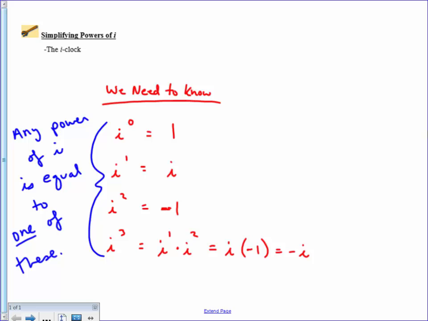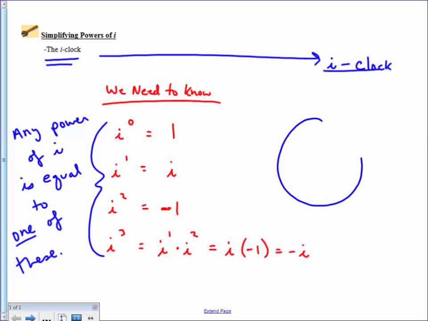What I'm going to do is take this information that I have written down and organize it. And that is actually my i clock. So my i clock is a way to take the information that I have written down in red and organize it. What I'll do, draw a circle. In the center of your circle, put i as the base. The powers that I need to know are 0, 1, 2, and 3. So starting at what would be 12 o'clock with 0, go clockwise: 1, 2, and 3.